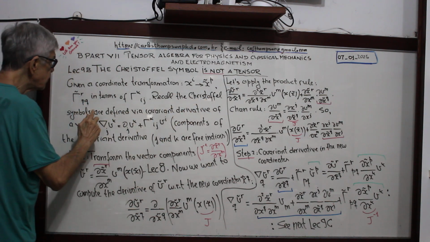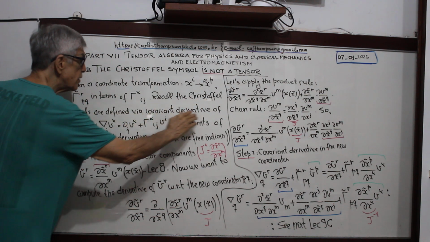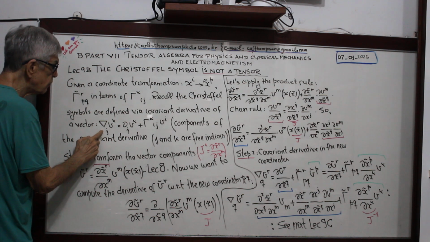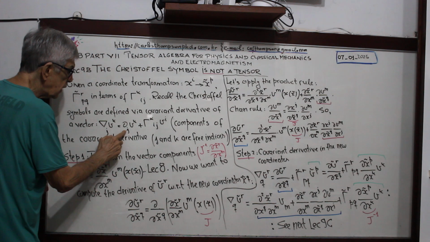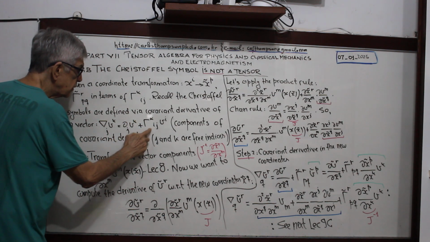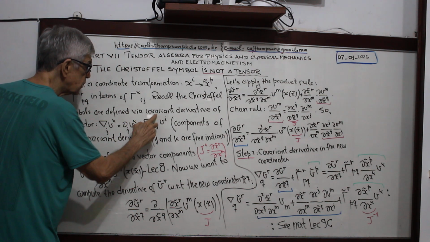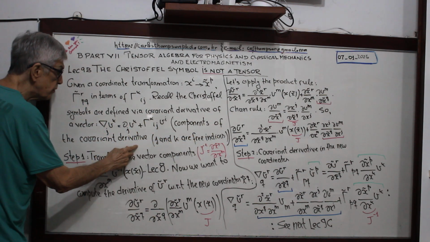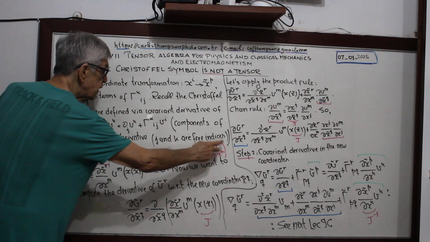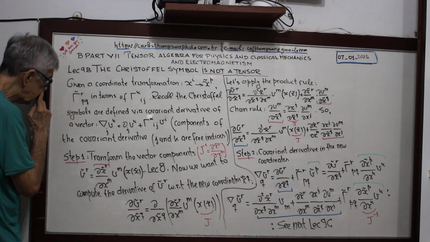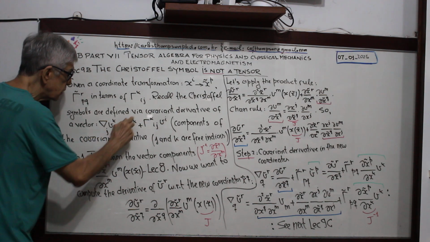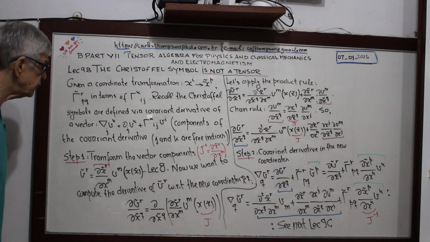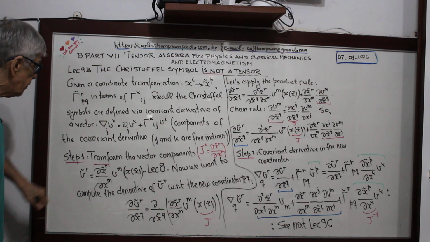Recall the Christoffel symbols are defined via the covariant derivative of a vector. This is a covariant derivative of a vector, partial x^j of v^k, which is Gamma, the Christoffel symbol, k_ij v^i. These are the components of the covariant derivative, and j and k are free indices.